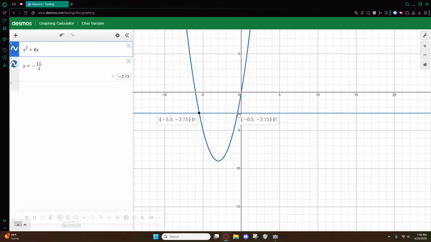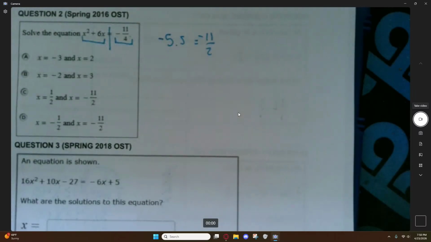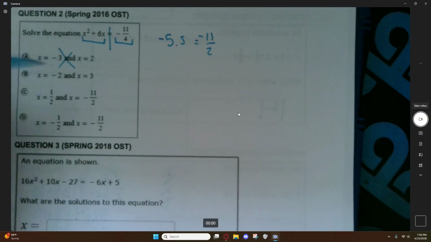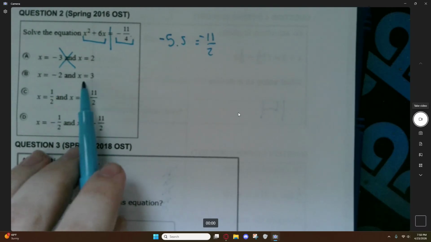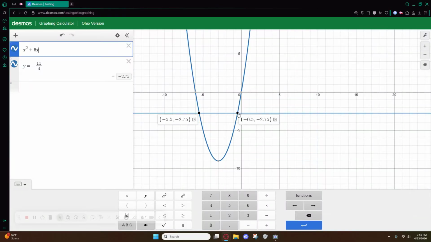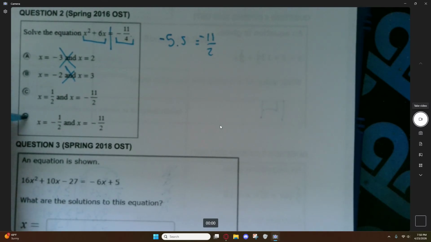They're touching here and here, at negative 5.5 and negative 0.5. So let's go back. Even if you can't figure out that negative 5.5 is actually negative 11 over 2, you know that it's not x equals negative 3 and x equals 2. You know that it's not x equals negative 2 and x equals 3. You know that both of them are negative because we have negative 5.5 and negative 0.5, so the only choice that leaves you is D.